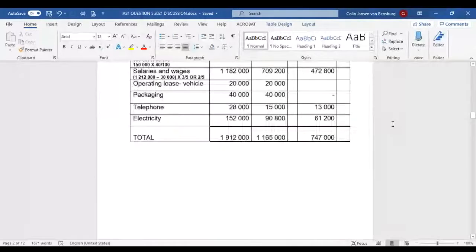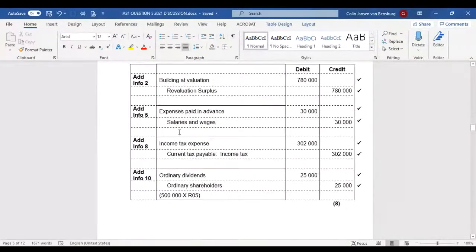So let me scroll down. So there we have it. We're going to debit income tax expense. They've already said the amount has been correctly calculated, 302,000. We've got current tax payable as a credit, so we're going to raise the liability. Remember, we are accruing the expense. So when we recognize the expense, at the same time we are accruing or raising the liability, and we call that current tax payable. Income tax has been correctly calculated as 302,000.